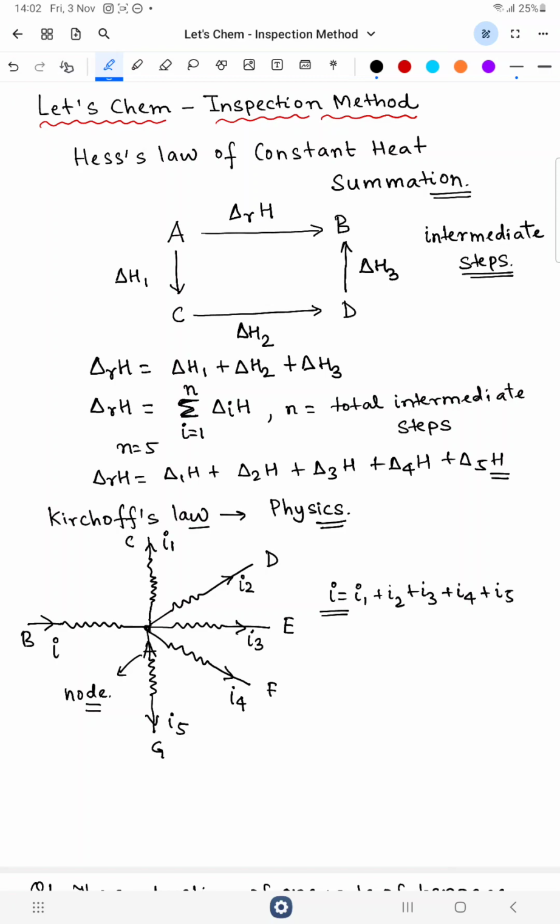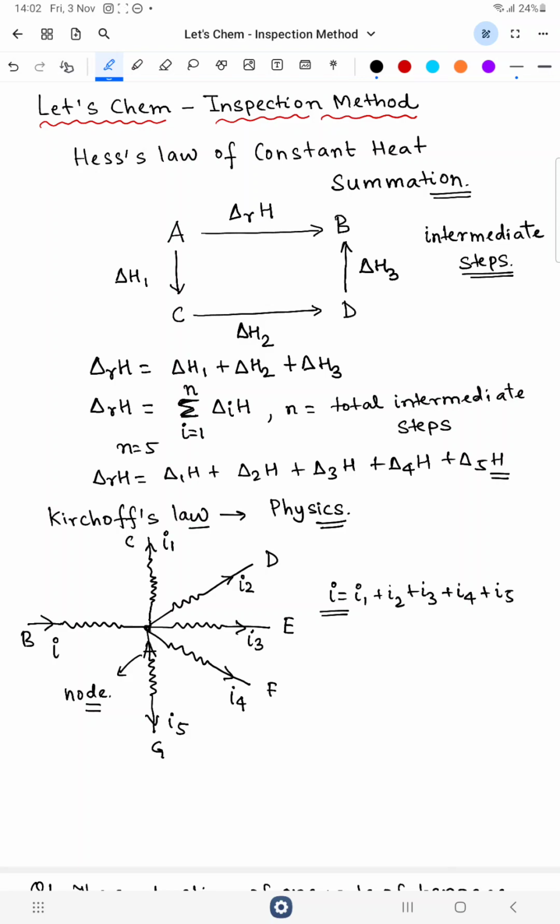So using this Hess's law, what exactly can we find? We can find the net enthalpy change of the reaction, or we can also calculate any one of the intermediate steps' enthalpy.